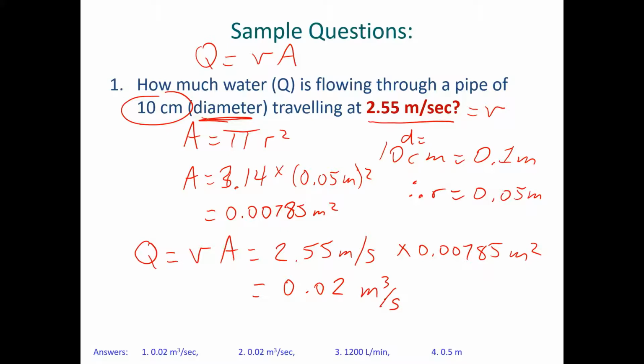Okay, so that one is reasonably straightforward. Just the one little thing, remembering how to do the area and converting the diameter to radius and all those kind of things are the little things that get people tripped up.